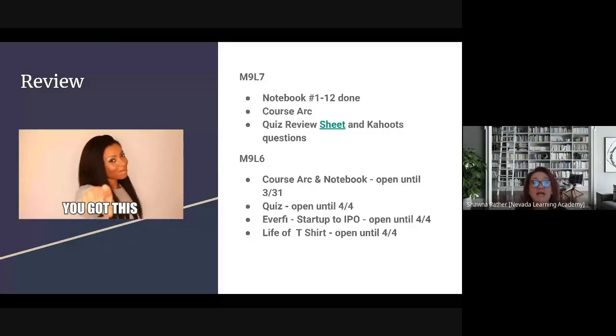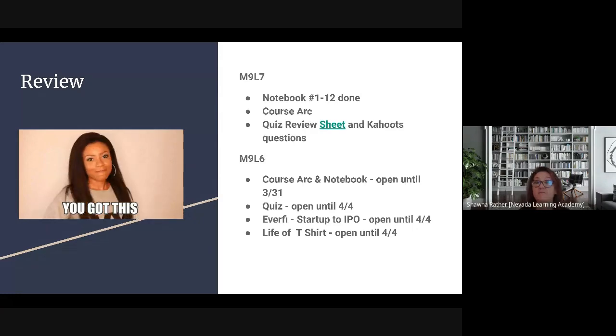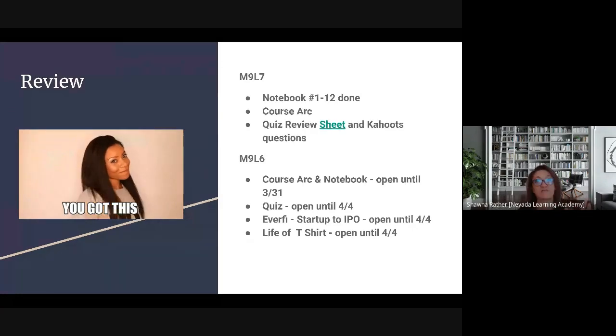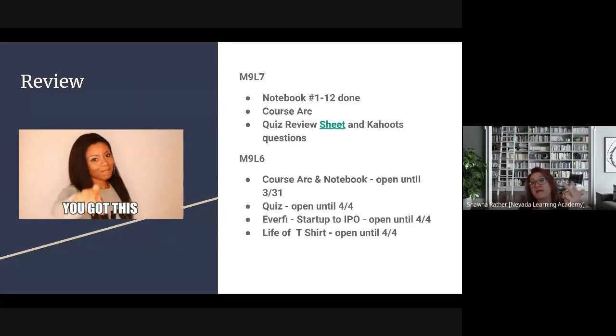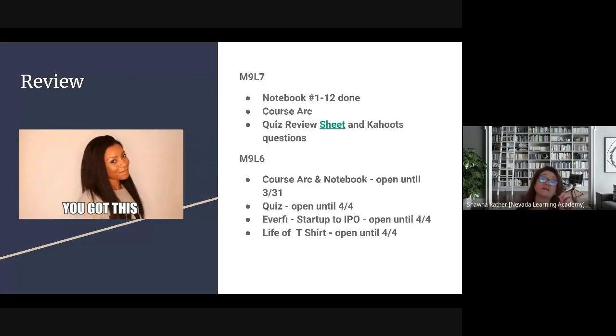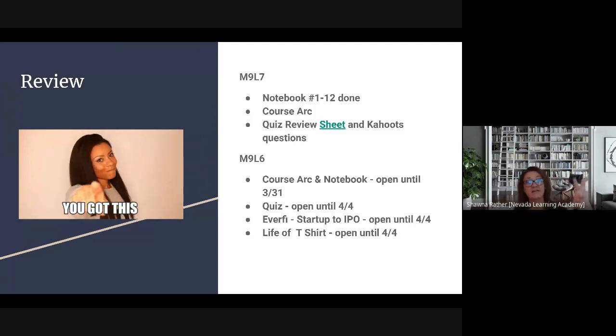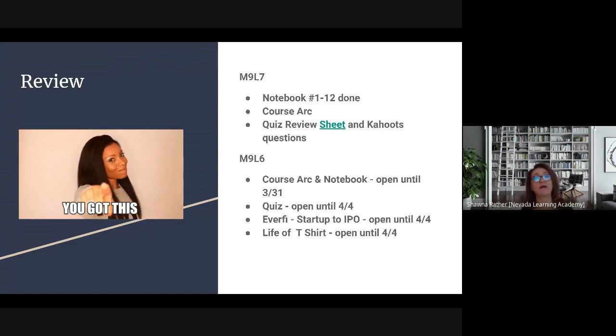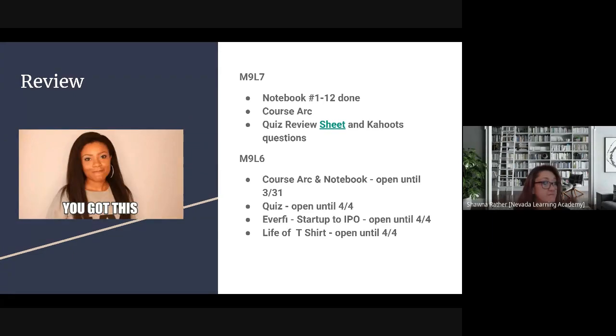Your EverFi, your Startup to IPO, remember that is open until tomorrow. Same with the Life of a T-shirt, that is open until tomorrow. The quiz, the EverFi, and the Life of a T-shirt are all summative grades. So make sure you get those done. They'll close at 11:59 p.m. tomorrow. But those are the really big ones, right? Because they're 90% of your grade.